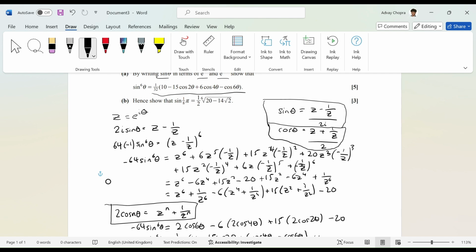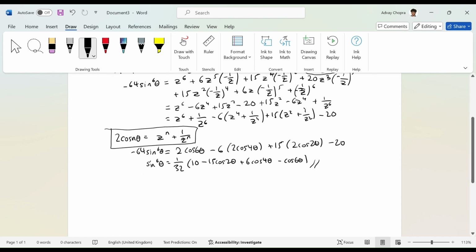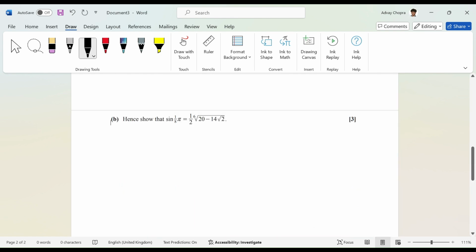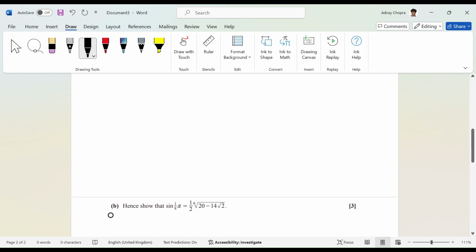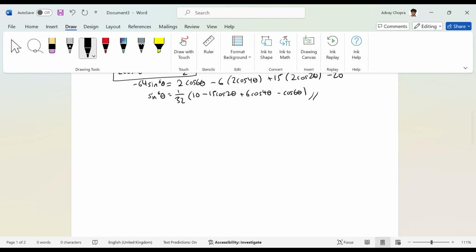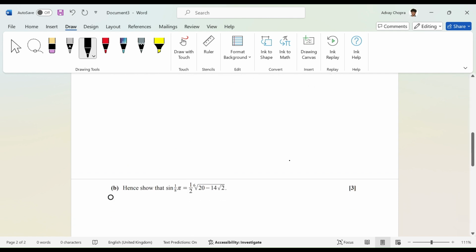That's basically part A done, because we got a final answer. Now we can move on to part B. So for part B, in the previous part we have written sine to the power of 6 theta in terms of cos thetas. Now here we have sine of pi over 8. Sorry, not sine to the power of 8, sine of pi over 8.